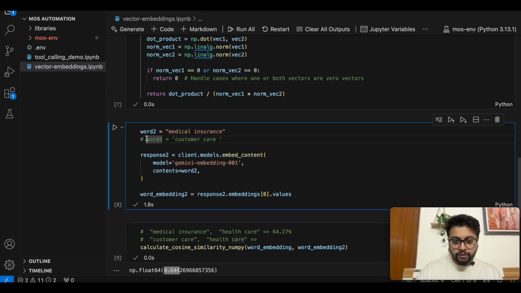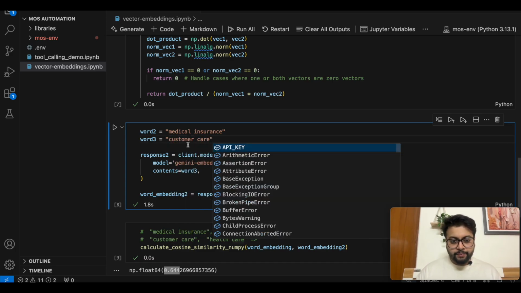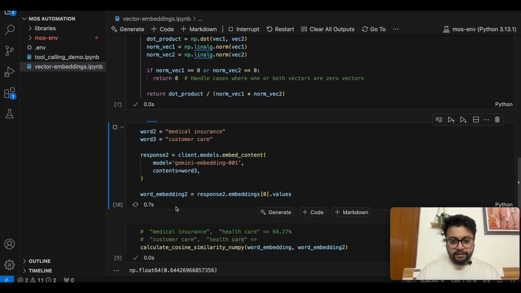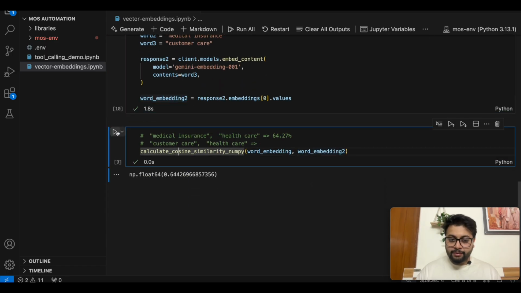So instead of word 2, I'll use word 3, and here I'll put word 3. So this time we'll get the response for the embedding for customer care. Let me quickly run this one and I'll get the embedding stored here. Now I have the embedding. I can again run the cosine similarity to see what similarity score we have got. The similarity score we have got is 57.45%, right?